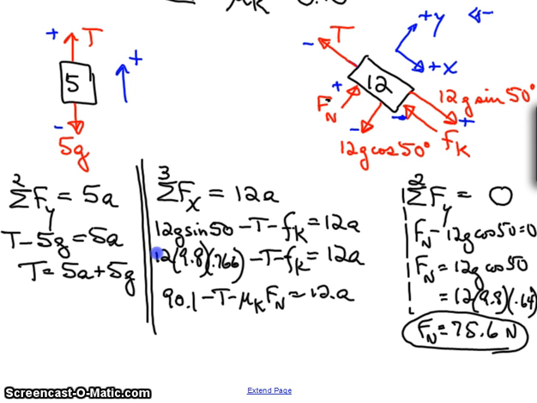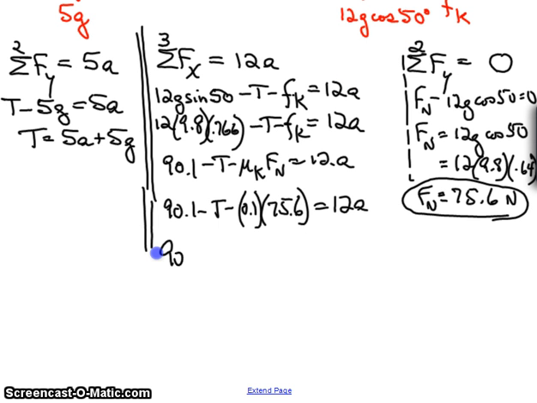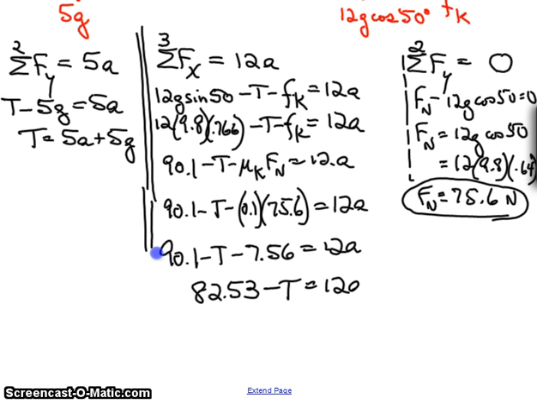So now we can calculate the frictional force. I'll get 90.1 minus t minus mu sub k was 0.1. And the normal force is 75.6 equals 12A. So I get 90.1 minus t minus 7.56, 1/10 of that, equals 12A. So minus 7.56. So we've simplified this down to 82.53 minus the tension equals 12A.